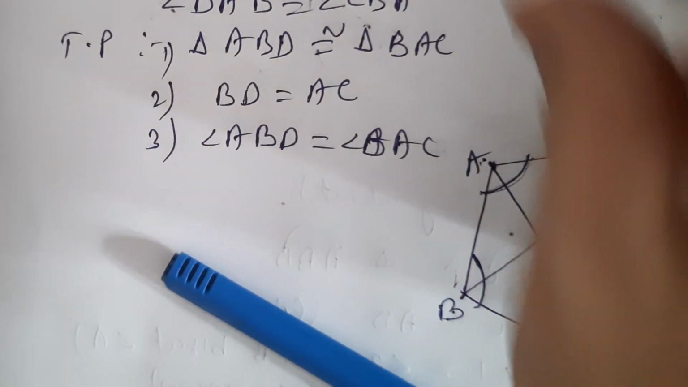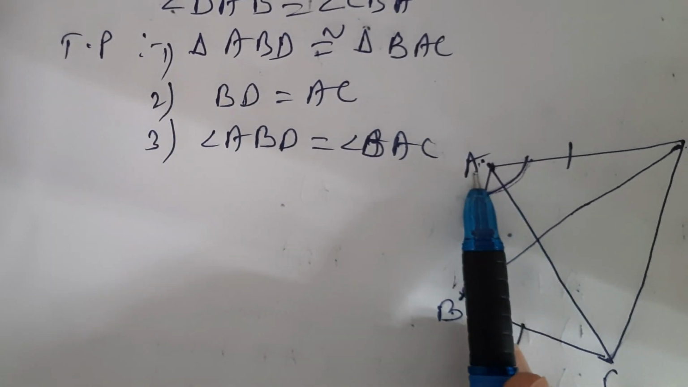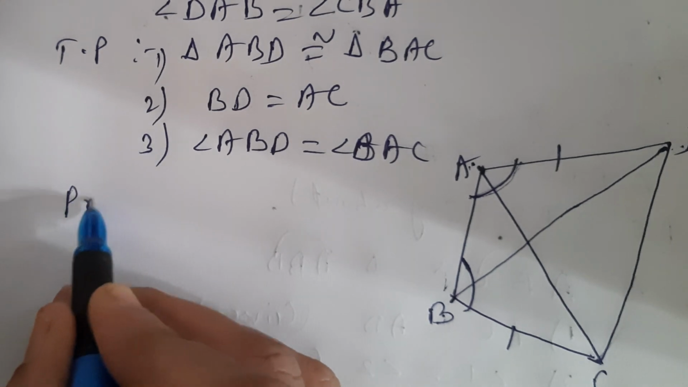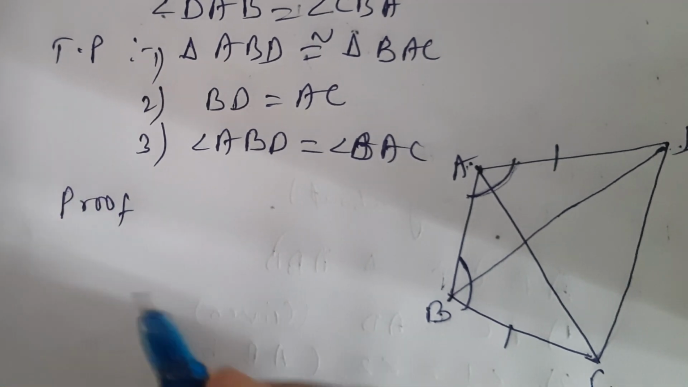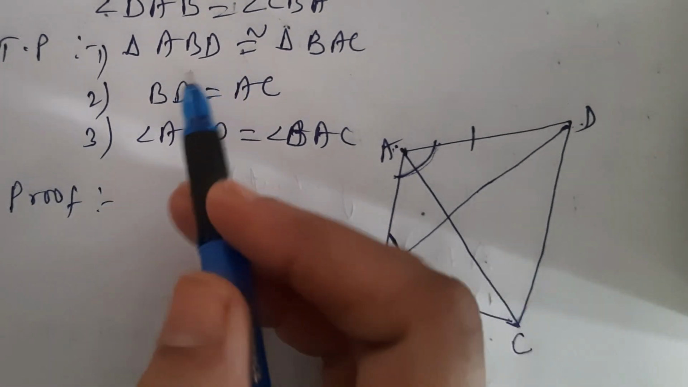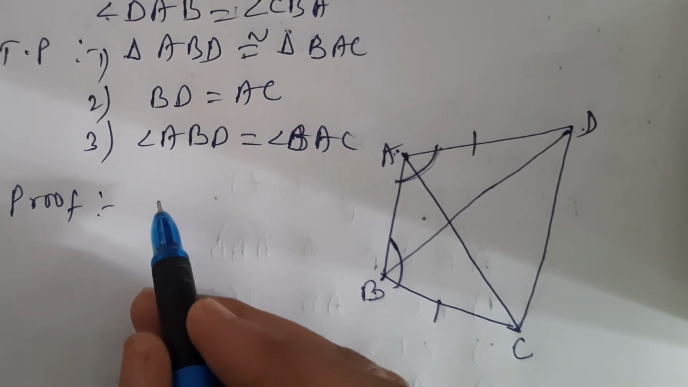Now we need to prove the triangles congruent, that is triangle ABD. Now when we start our proof, we always start from the given part only. Here in the proof, we need to prove angle ABD. So we'll start the proof from there.